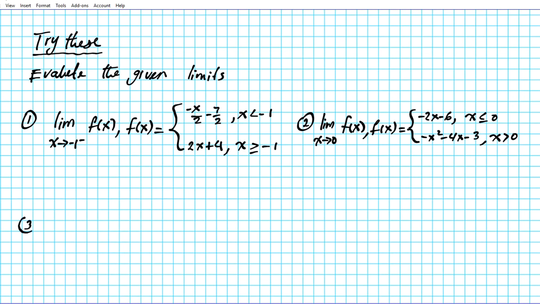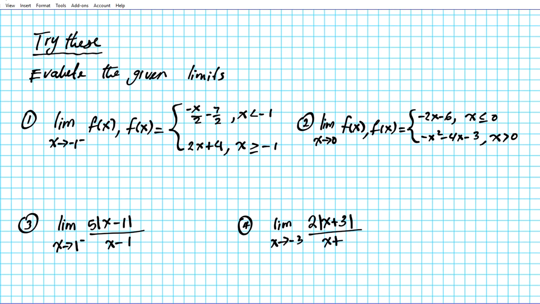For number 3, find the limit as x approaches 1 from the left of 5 times the absolute value of x minus 1 over x minus 1. Number 4, find the limit as x approaches negative 3 of 2 times the absolute value of x plus 3 divided by x plus 3. So go ahead and pause the video and try out these problems. When you're done, click on play to see what the answers are.